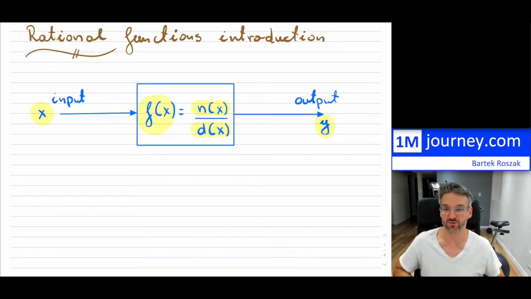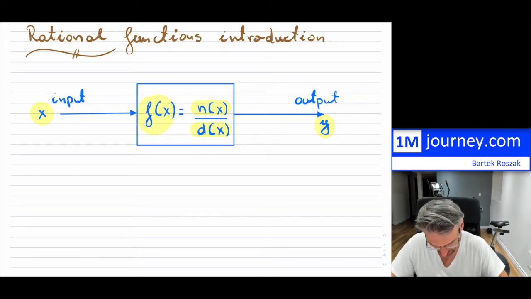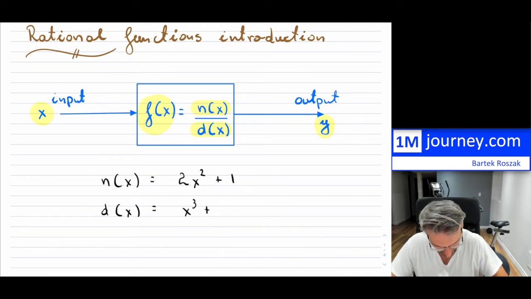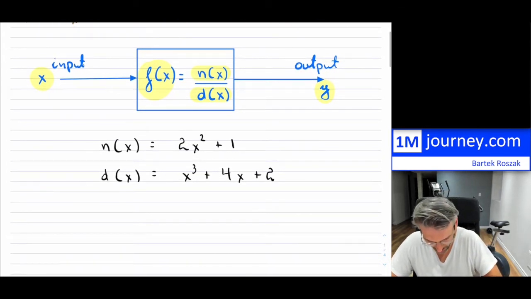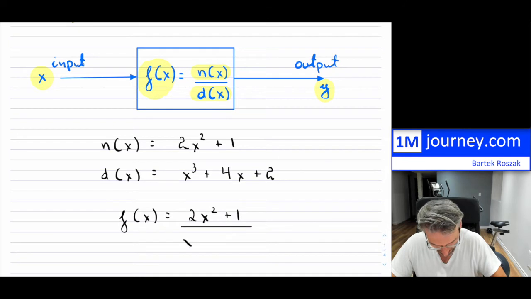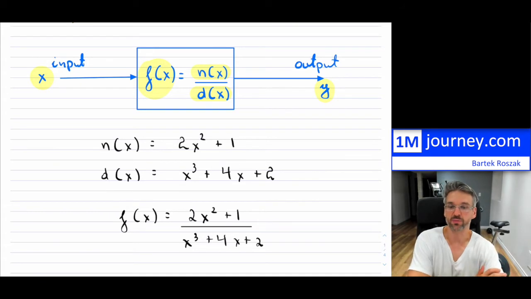When I'm referring to these rational functions with numerators and denominators being polynomials, what I mean, for example, and I'm just making this up, is that a polynomial could be something like this, and then the denominator polynomial could be, let's say, x cubed plus 4x plus 2. And then our function overall becomes f of x equals 2x squared plus 1 divided by x cubed plus 4x plus 2. So that's what we mean by a rational function.